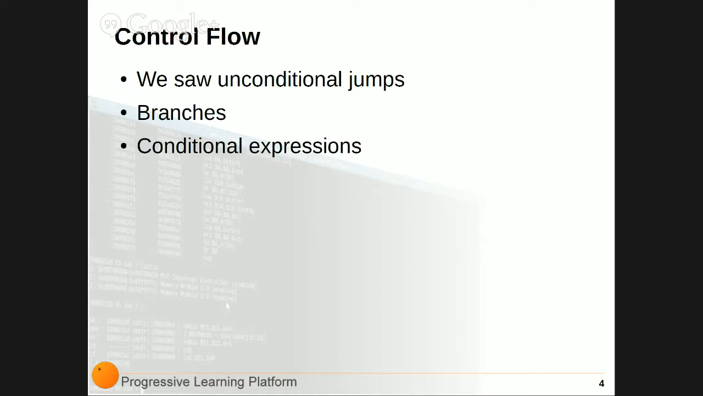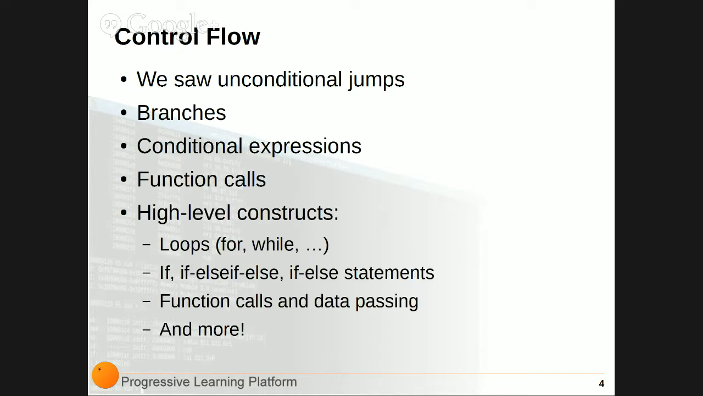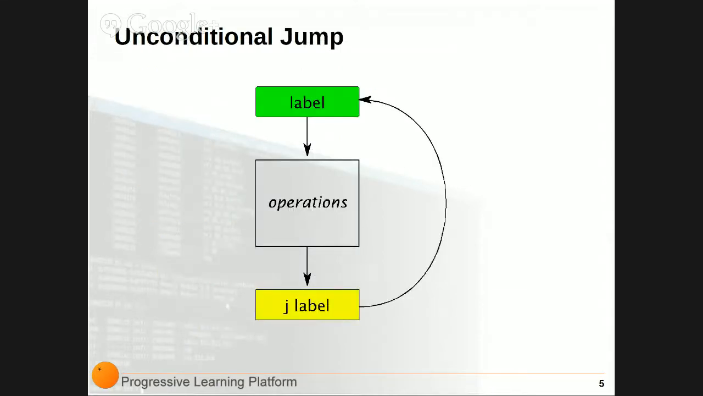The next will be branches, conditional expressions, function calls, which we'll do later. And then with all this, we can implement high-level constructs like loops, for, while, if else, function calls, and data passing, and more. Right, so just with branches and conditional expressions, we can actually implement everything. Only takes 3 instructions other than jump to do it. Some architectures have tens and tens of branch instructions just to make it easier for you to do conditionals. PLP-CP only has 2.